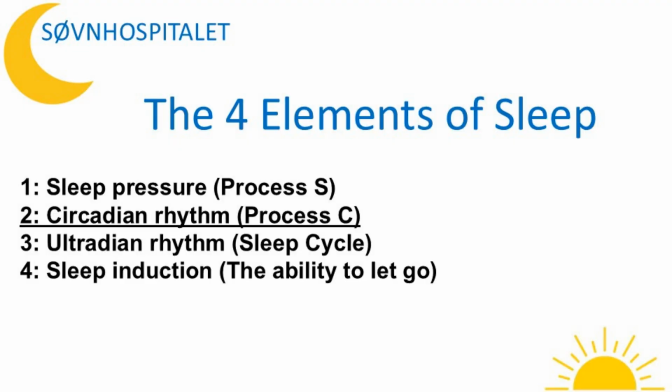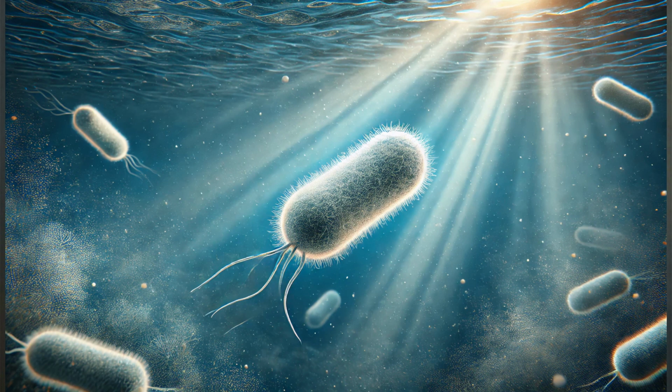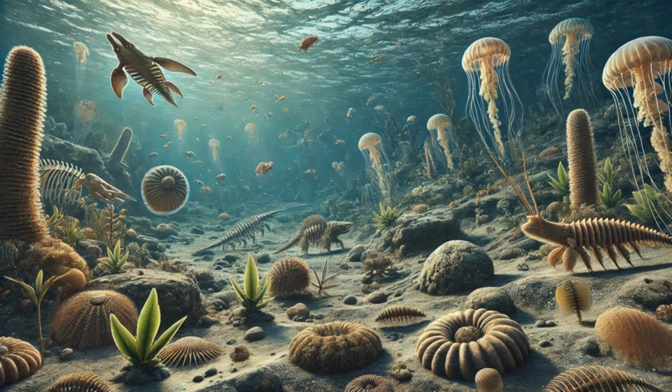The circadian rhythm is the second element. The circadian rhythm is actually the first element of sleep that was developed when we were just critters on the bottom of the ocean. This is the variation on when there's sun and when there's no sun. For primitive animals, that was the only difference. During the daytime you were active, and during the nighttime you were passive.